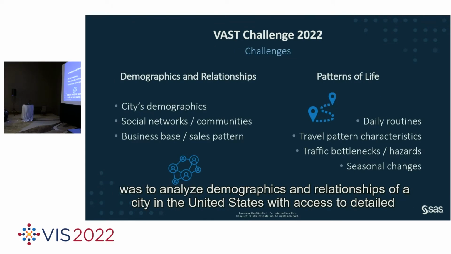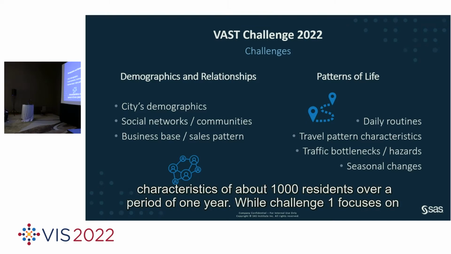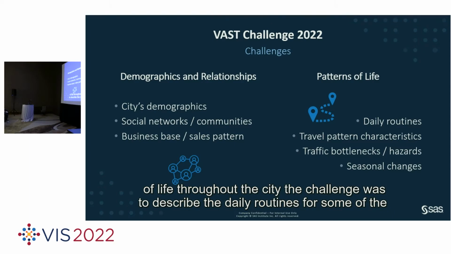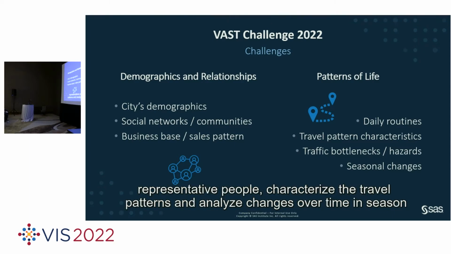The mission was to analyze demographics and relationships of a city in the United States with access to detailed characteristics of about 1,000 residents over a period of 1 year. While Challenge 1 focuses on the city demographics and social relationships of the residents, Challenge 2 considers the patterns of life throughout the city. The challenge was to describe the daily routines for some of the representative people, characterize the travel patterns, and analyze changes over time and season.